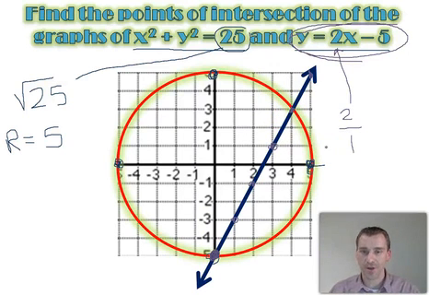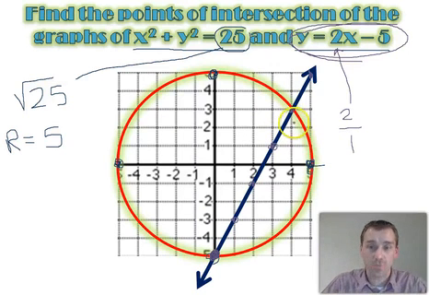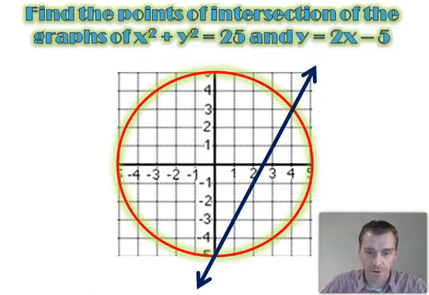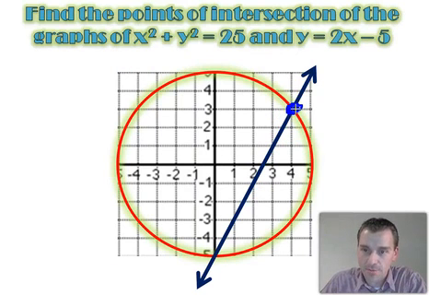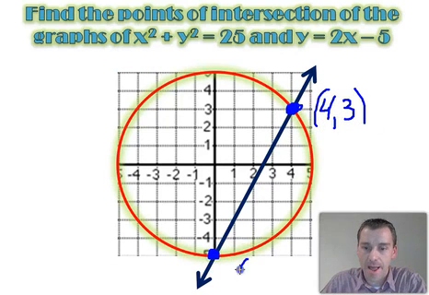Wait, what's the answer to the question? The answer to the question is, where does this line and the circle intersect? Well, let me erase this, if I can. Why won't it let me do it? I don't know. I have no idea. Why is it not doing it? Here we go. Okay, so here's the point. That point right there is my first answer. So at 4, 3, there's one of my points of intersection. And my other point of intersection happens to be down here at 0, negative 5.